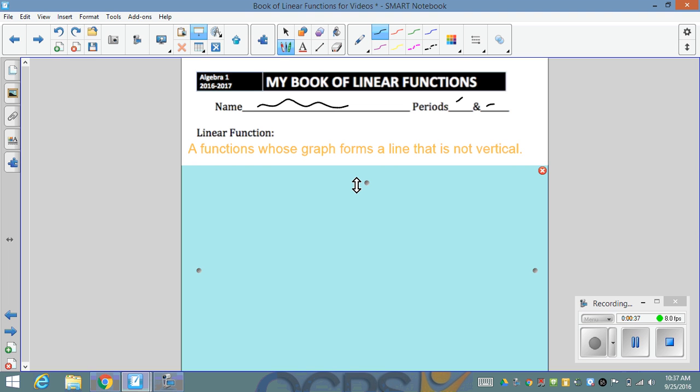A linear function is a function whose graph forms a line that is not vertical. A vertical line is still linear, but it's not a function. We will talk more about that later.